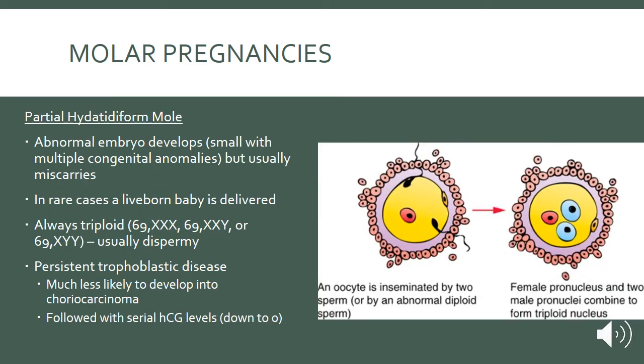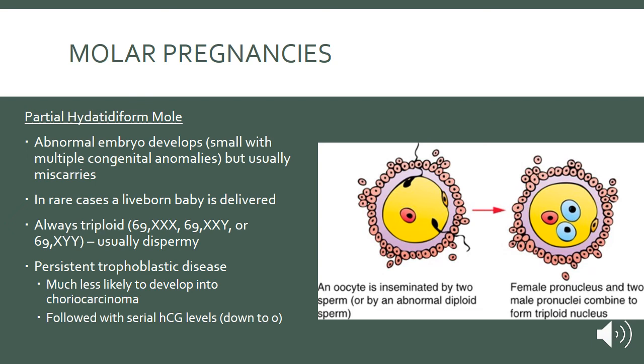The other type of molar pregnancy is the partial hydatidiform mole. In this one, you do actually get an embryo, but it's abnormal, and it's usually quite small with lots of birth defects. Usually it will miscarry, but on occasion these babies are born alive. They don't, however, live very long. These are triploid pregnancies. So again, usually dispermy, but in this case, the two male pronuclei and the female pronucleus all fuse together to create a triploid pregnancy. You do see persistent trophoblastic disease, but it's much less likely to result in choriocarcinoma.